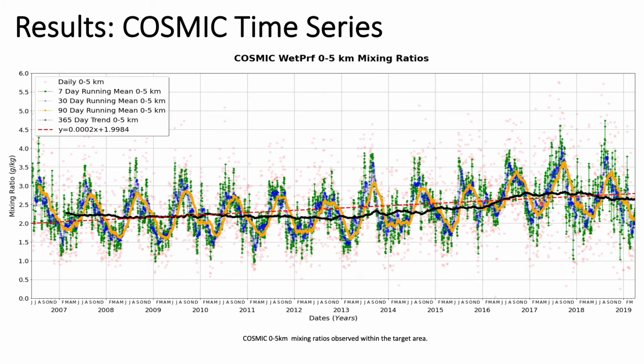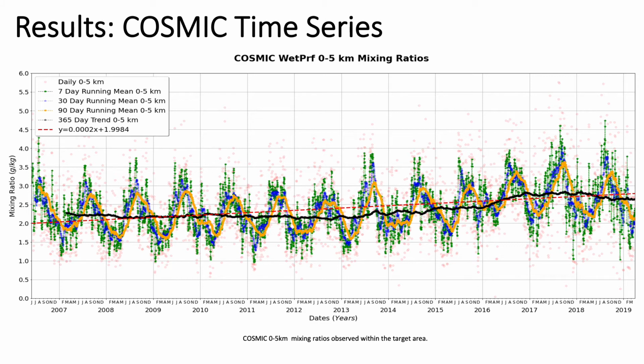And it topped off at 2.8 grams per kilogram. In 2018, right after that active rain year of 17, we actually saw another year of below average precipitation. And you'll see that in the mixing ratio, it actually dipped by about 0.2 grams per kilogram in that one year.